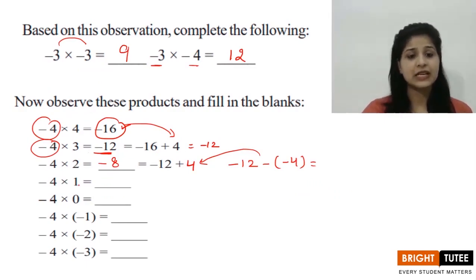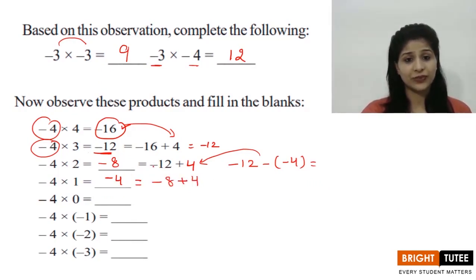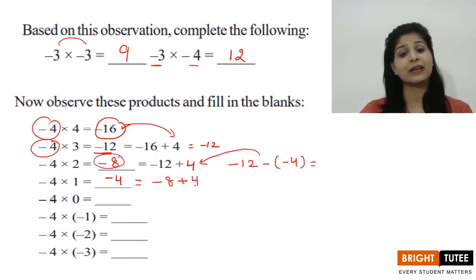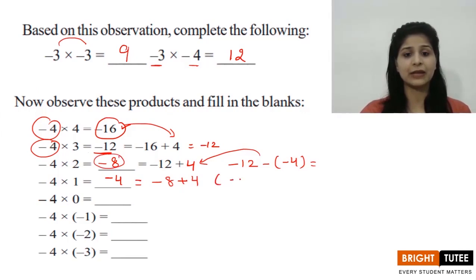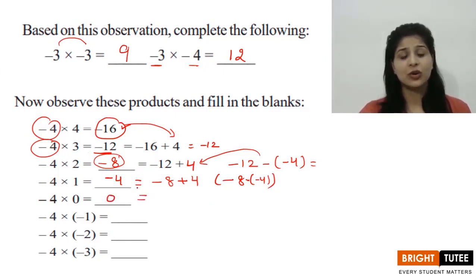So next, minus 4 into 1 is minus 4. And that we get how? How do we get it? Minus 8 plus 4. Right? In this, I'll just subtract minus 4, that is plus 4 actually. I mean to say minus 8 minus of minus 4. This we are doing actually. The next one is 0 only. How do we get 0? When in minus 4 we add 4.